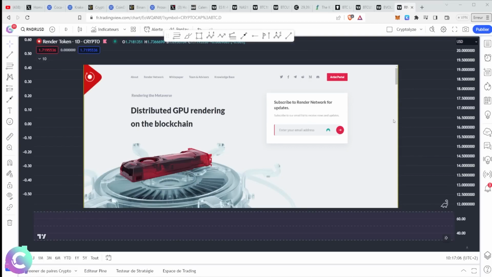We're going to do it in two parts. A fundamental part, where we will come back to what the project is and its current events, and then we will go to the technical part to project ourselves in the short, medium, and long term. And it starts right away.